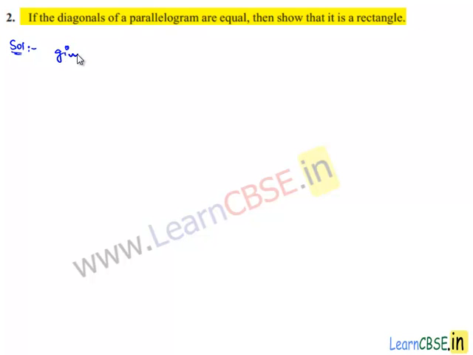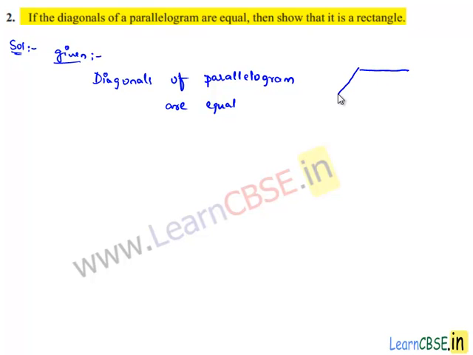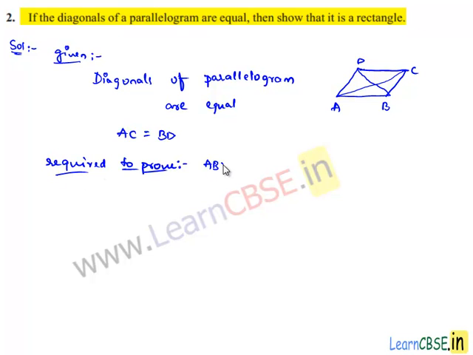Let us note on the given information that the diagonals of a parallelogram are equal. That means let us assume a parallelogram ABCD in which AC and BD will be the diagonals. It is given that AC is equal to BD, and we are asked to prove that the given parallelogram ABCD is a rectangle. In order to prove that, let us follow a procedure.